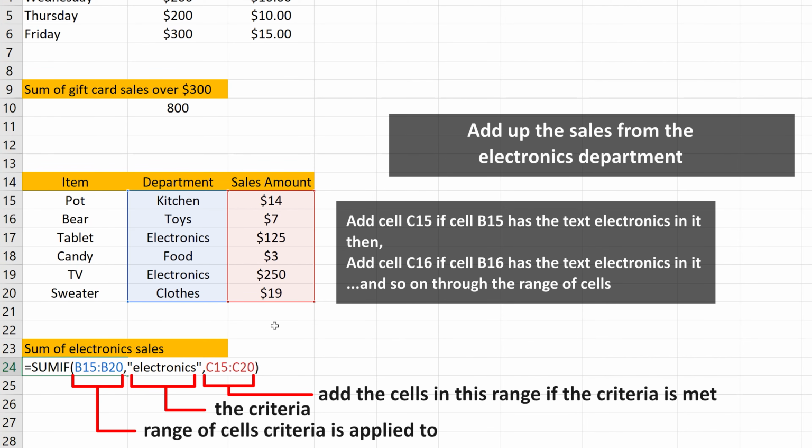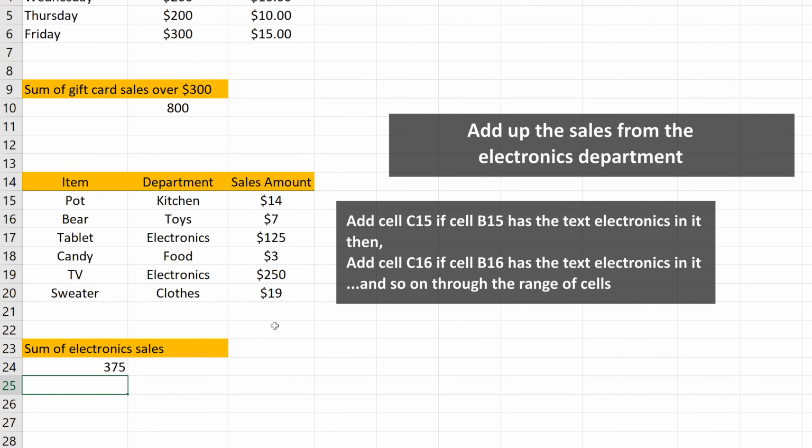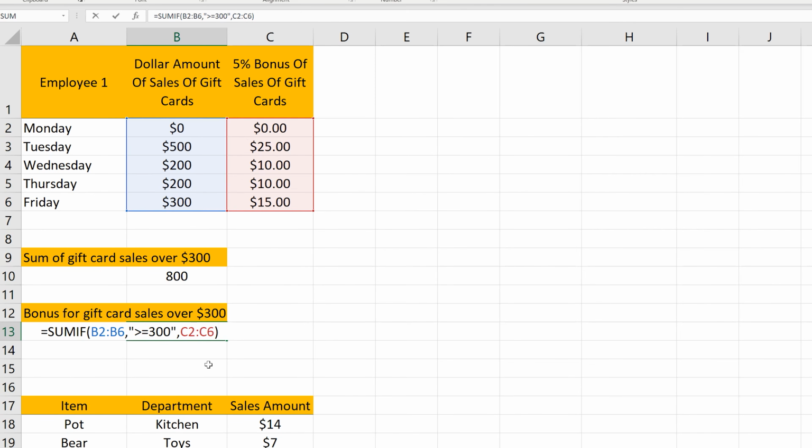From here, we hit the Enter key, and we have our output of 375. And by eyeing the table, we can see that this is correct, as we have 125 plus 250, which equals 375. And we can also use this same method for SUMIF when dealing with numbers, as you see in this example, where the function is add the values in column C if the criteria is met in column B. I hit the Enter key, and we have our answer of 40.